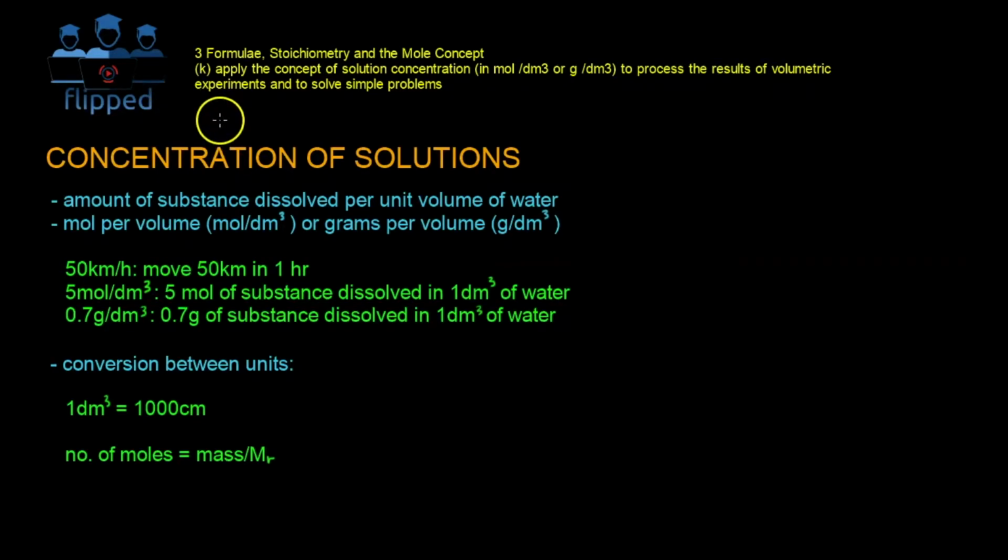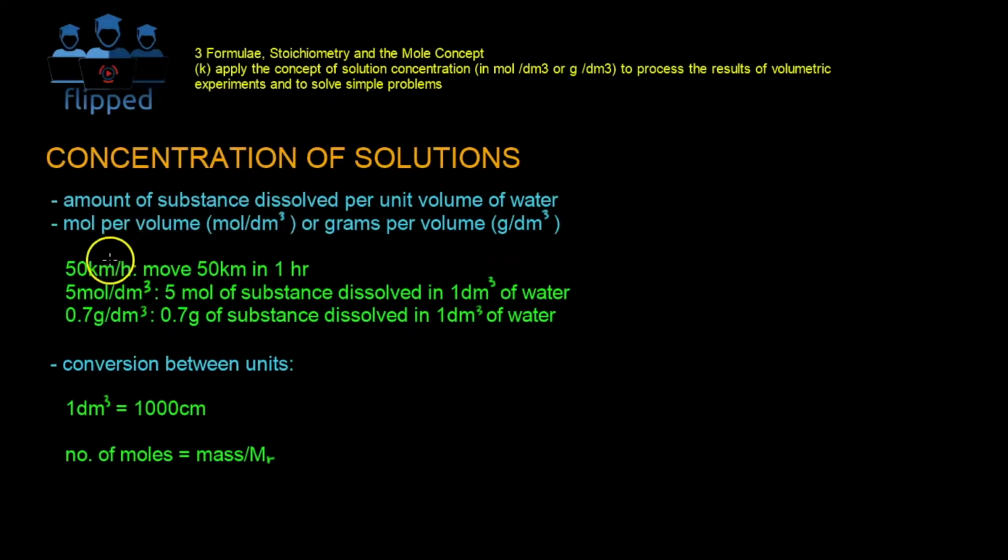The word concentration refers to the amount of substance dissolved per unit volume of water. There are two units that we usually use. First one is mole per volume, mole/dm³, or grams per volume, g/dm³. These two may look very foreign to you, but actually it's something that we have learned before.